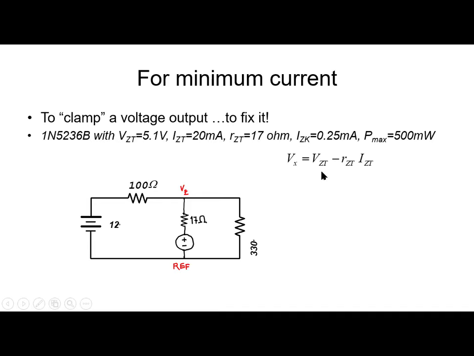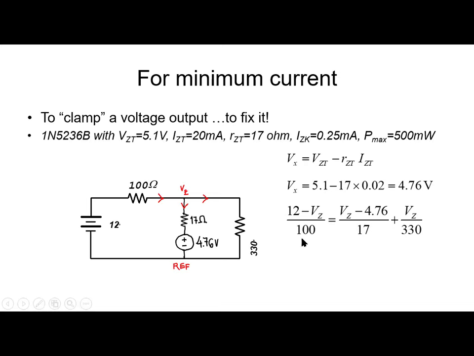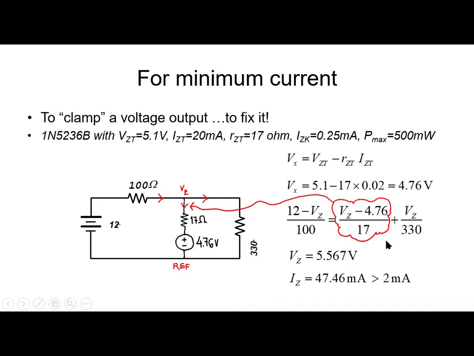The first thing I do is compute what is Vx. 4.76 volts down here. And now we are ready to solve that circuit using M&A, branch currents, and a KCL equation. We solve for Vz, 5.567 volts. And with that voltage, we can compute the current in the Zener. That is this one. That turns out to be 47.5 milliamperes. That is well above the minimum 2 milliamps currents that we set as a goal.